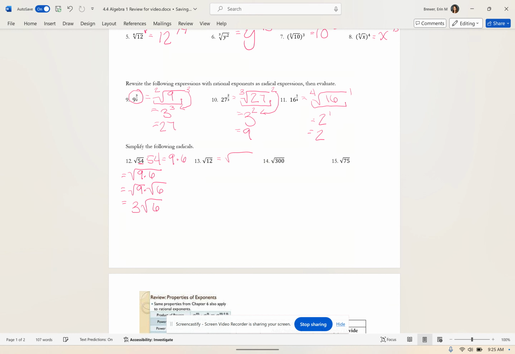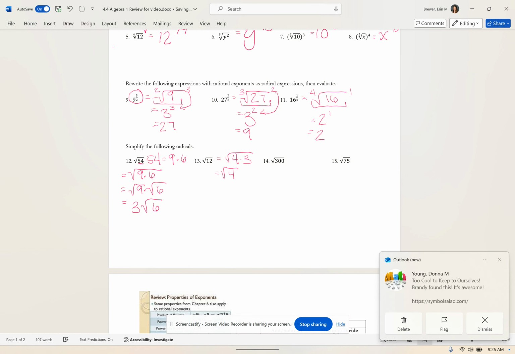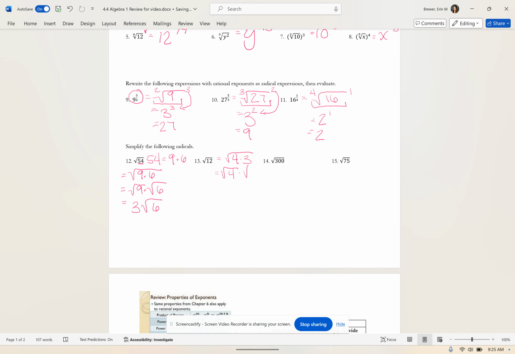With 12, I know that 12 is the same as 4 times 3. I'm choosing 4 and 3 because 4 is a perfect square. The square root of 4 is 2. I'm going to leave the 3 alone. So 2 square root 3 is my simplified answer there. The square root of 300 I could write as 100 times the square root of 3. The square root of 100 is 10. I'm not going to take the square root of 3 nicely, so I leave it 10 square root 3. And lastly, the square root of 75 can be rewritten as 25 times 3, where the square root of 25 is 5, and the 3 is going to stay.